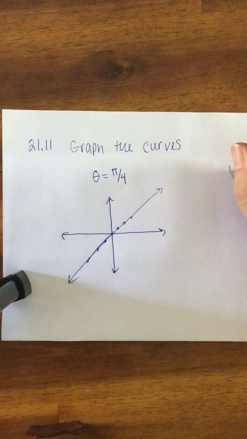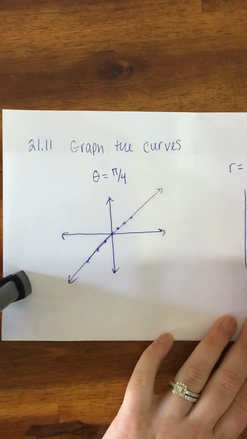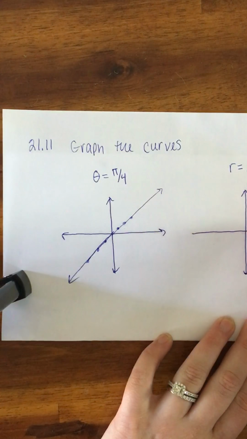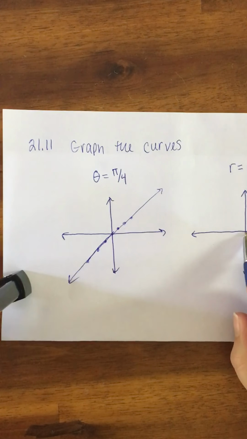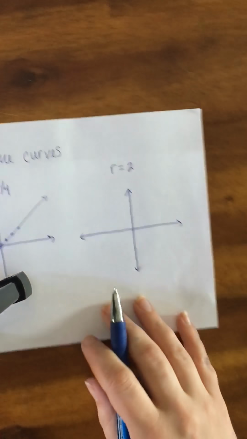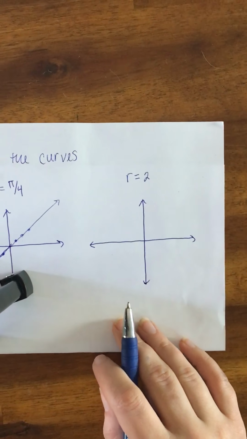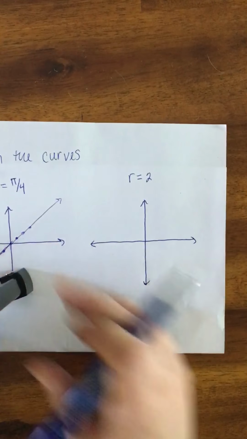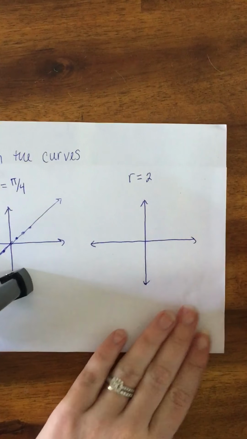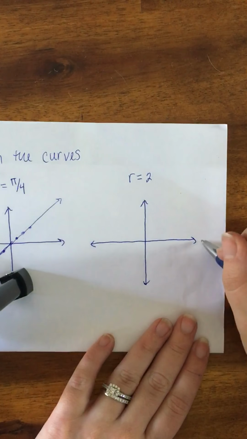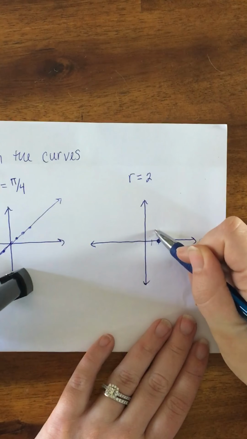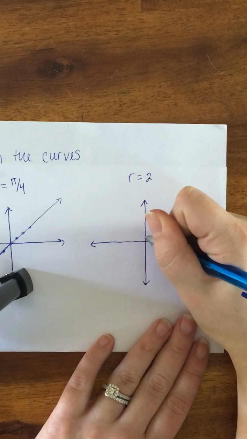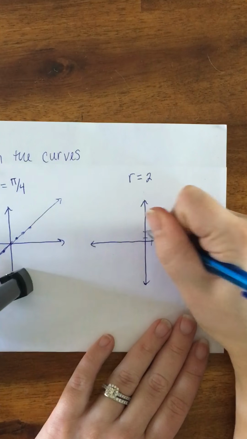Now what if you just have r equals? Let's say r equals 2. What's going to happen? Well, r is the distance away from the origin, which we actually call the pole in polar coordinates. So if r were 2, and theta is free to be whatever, just think about it. If theta were 0, that's here, we would count out 1, 2. If theta were pi over 4, we'd count out 1, 2. If theta were pi over 2, we'd count out 2 in that direction.